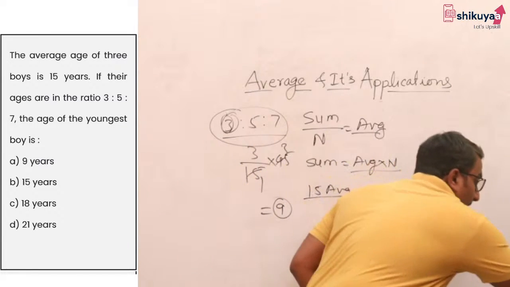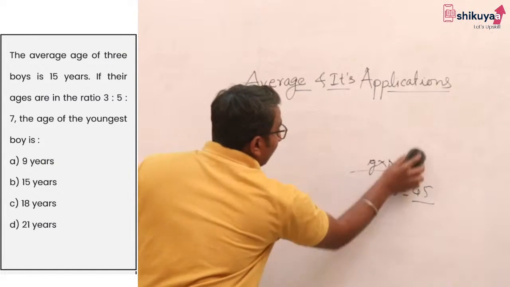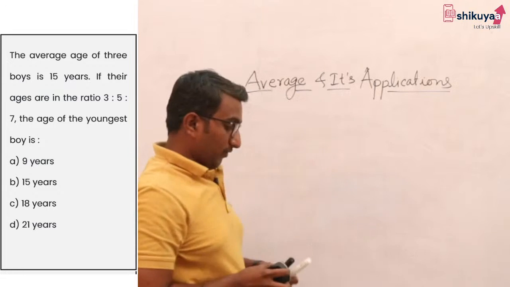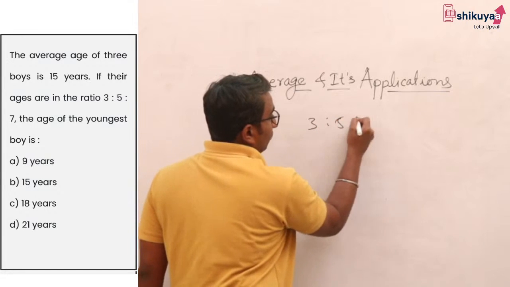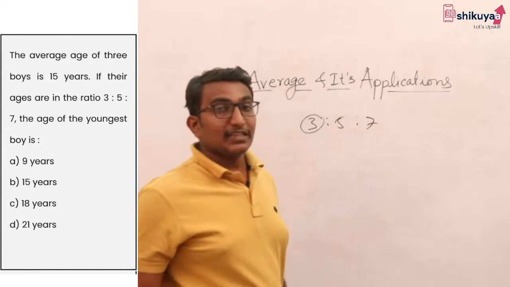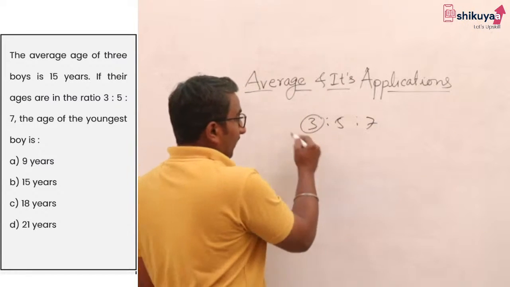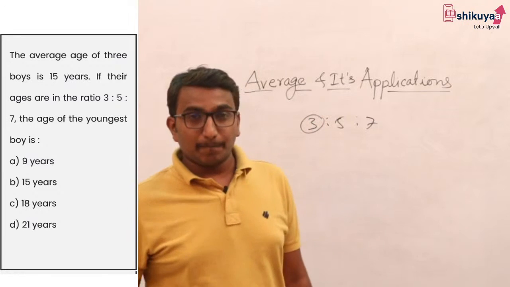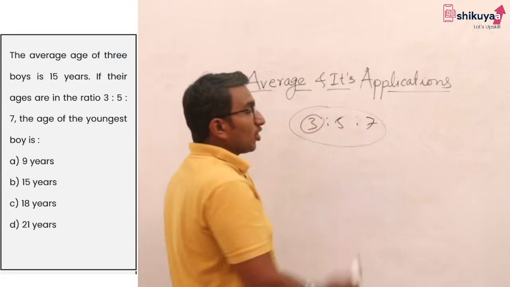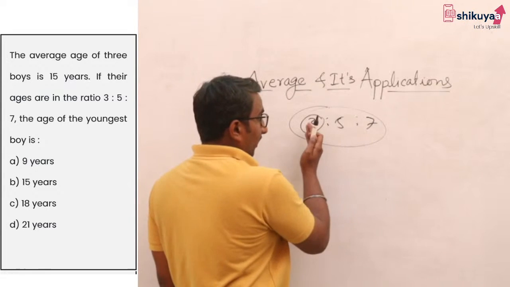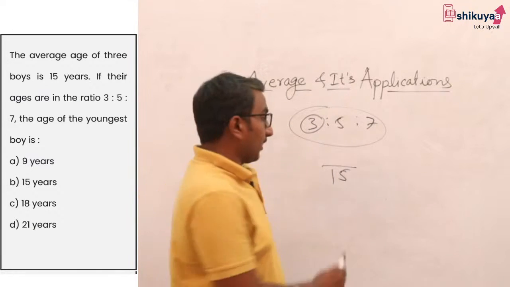Again I repeat, just try to concentrate. The ratio which they have given of the 3 persons is 3 is to 5 is to 7, and they have asked the age of the youngest boy. From the ratio part, the 3 would be the proper part of the youngest member. From the summation of the entire ratio, 5 plus 3 is 8, 8 plus 7 is 15. Out of 15, the share of the age of the youngest member is 3.